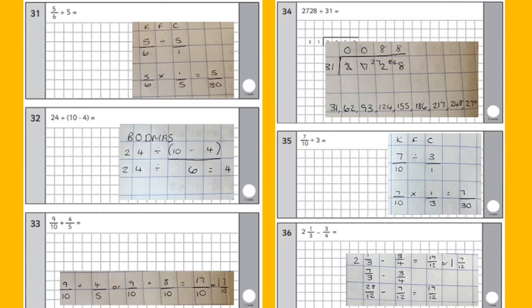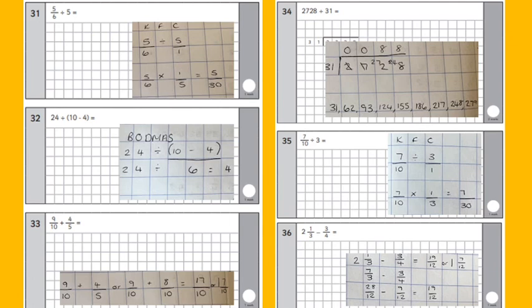Number 35, I've got 7/10 divided by 3, so very much like the first one. Turn the whole number into a fraction, which is 3/1. Then use KFC: keep the first fraction the same, which is 7/10. Flip the operation symbol from a divide to a times, and change the last fraction from 3/1 to 1/3, and then multiply together. You've got 7 multiplied by 1 is 7, and 10 multiplied by 3 is 30.